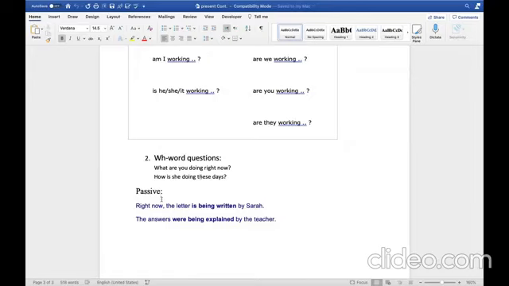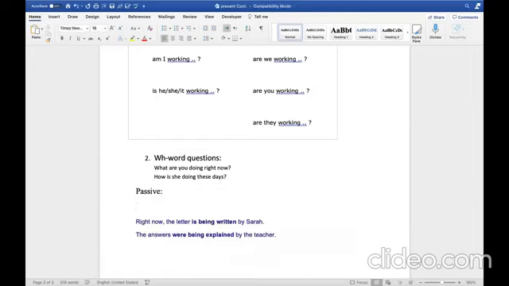The passive: we use is, are plus being plus the past participle.